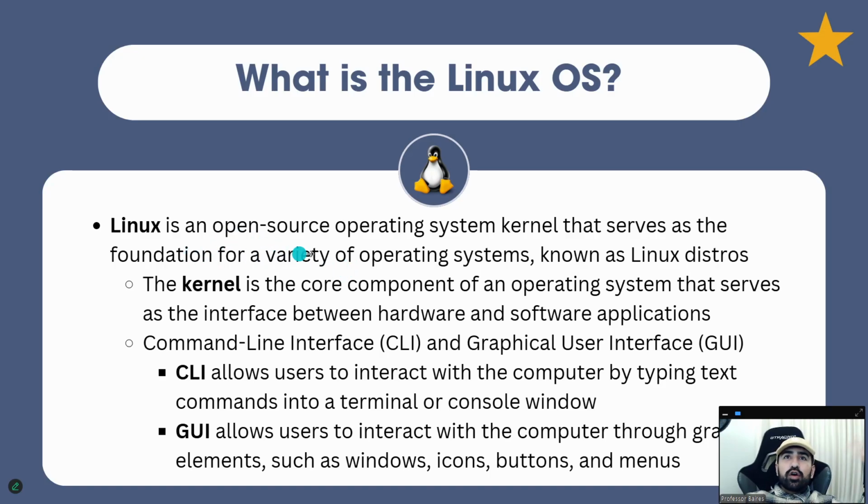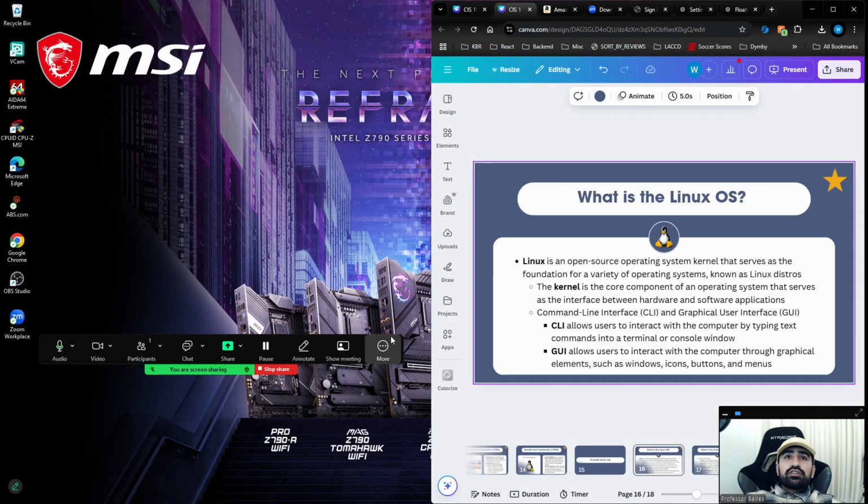So again, Linux is an open source operating system kernel that serves as the foundation for a variety of different operating systems. Remember, those are called Linux distros. The kernel is just the core component of an operating system. It's the interface between, again, the hardware and the higher up application software. So there are graphical user interfaces for a lot of Linux distros, but the best way to interact with it is a command line interface.